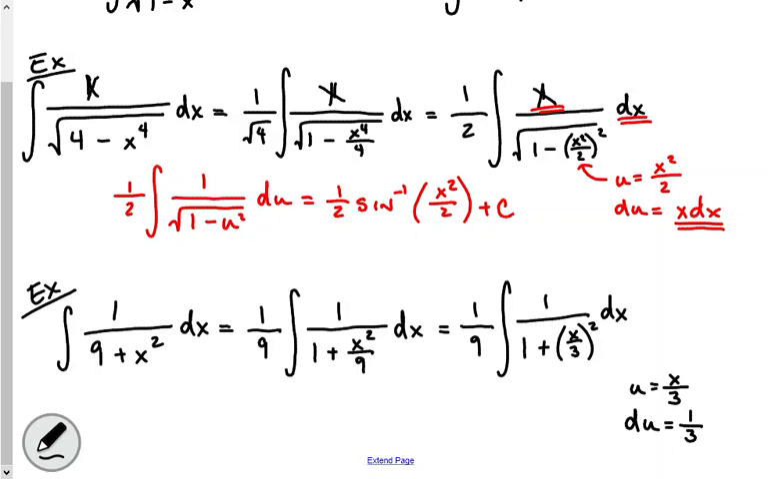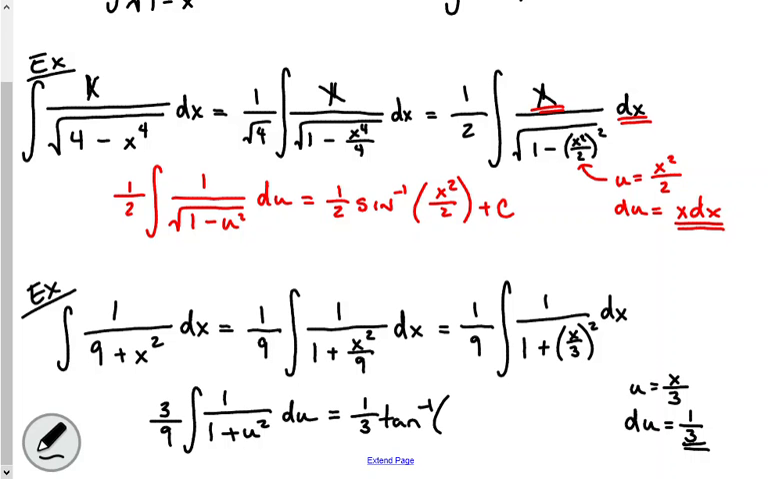So then I will multiply 1/9 times 3, right? Because of this du. So I get 3/9 integral 1 over 1 plus u squared du. And the integral of 1 over 1 plus u squared is inverse tangent, so 3/9 is 1/3 inverse tangent of x over 3 plus c.